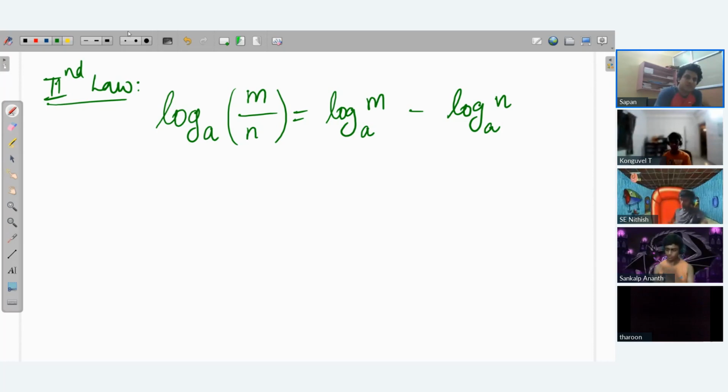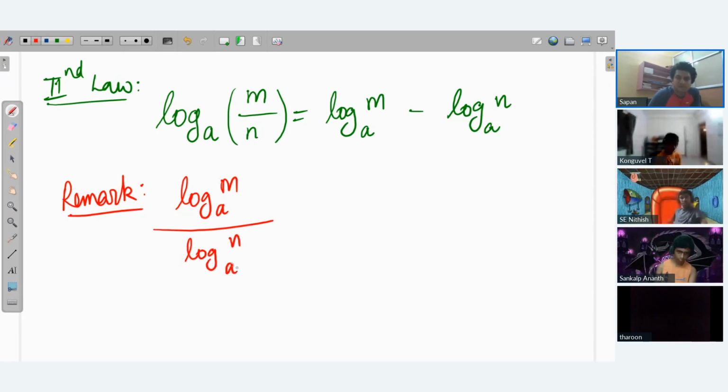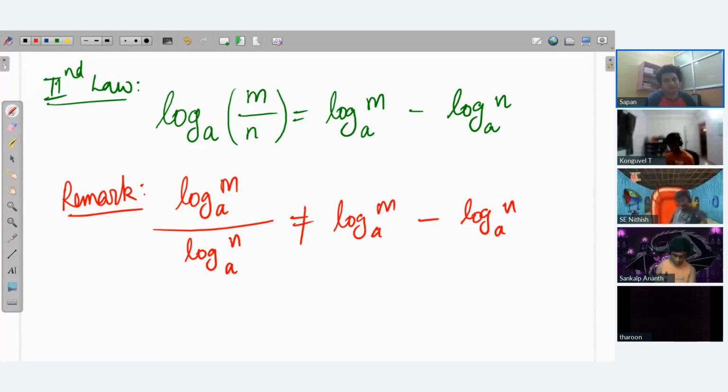Here also, there is a remark which we should remember. The remark is: log m on base a divided by log n on base a is not equal to log m on base a minus log n on base a. This is not equal. Whenever the whole fraction is under the logarithm on a certain base, then only it comes into the subtraction format. Understandable? Yes, sir.